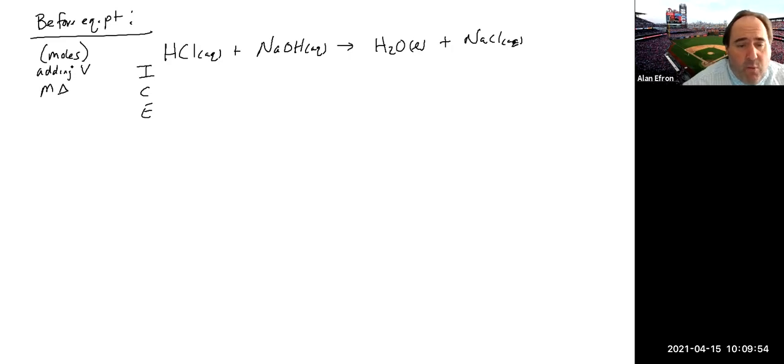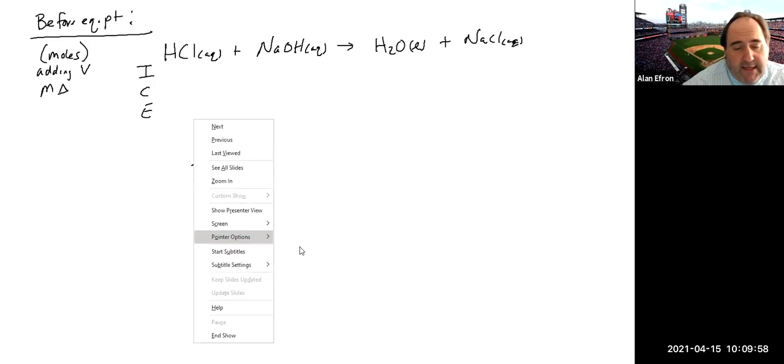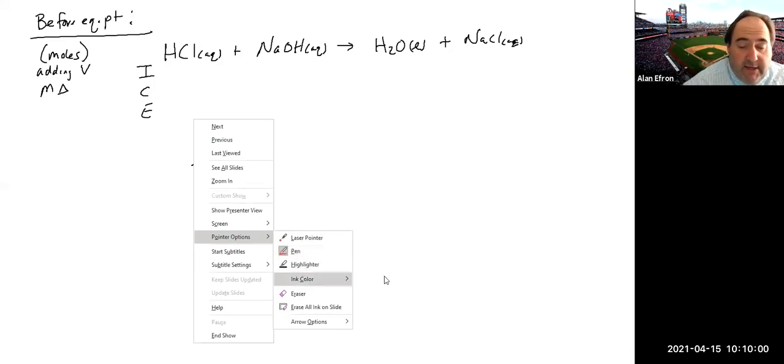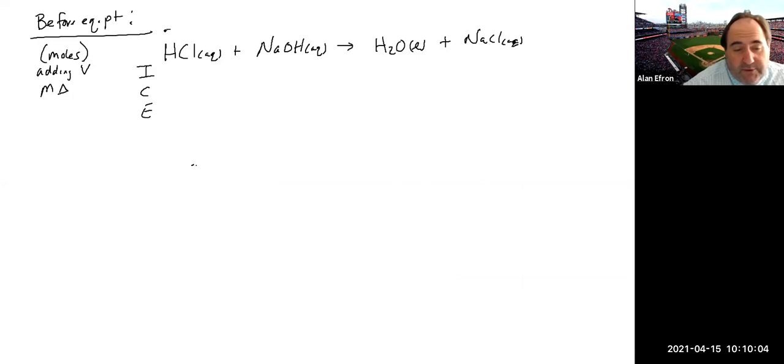Now, when we look at these two things, we could think of the HCl and the sodium hydroxide by what is happening with it. This is what we're starting with in the beaker or the flask. This is what we're adding. And I'm just going to make up a number for hydrochloric acid. I'm going to start with 4 moles.